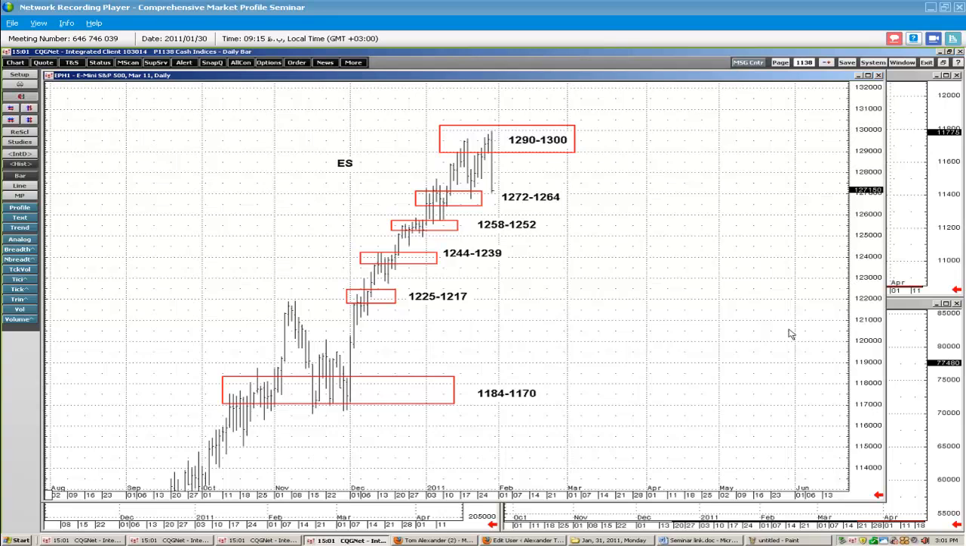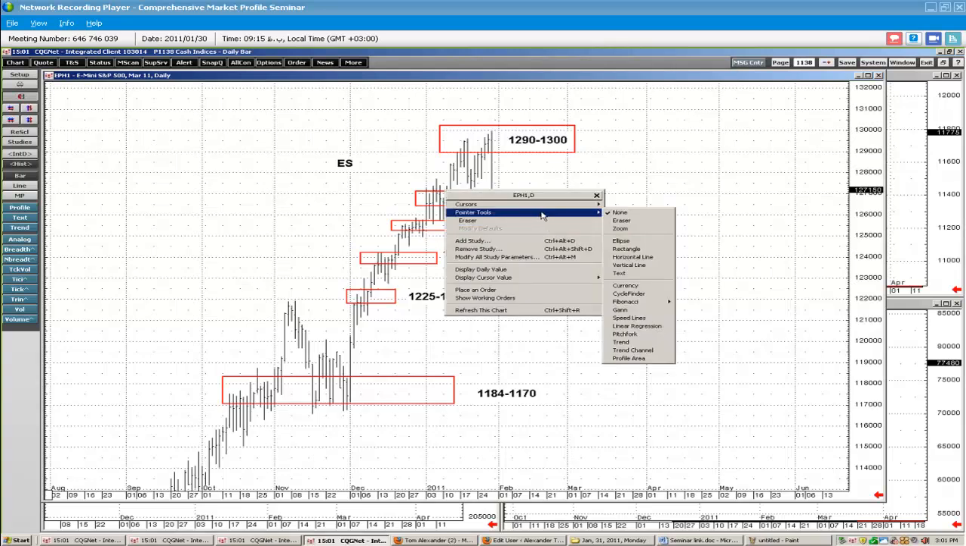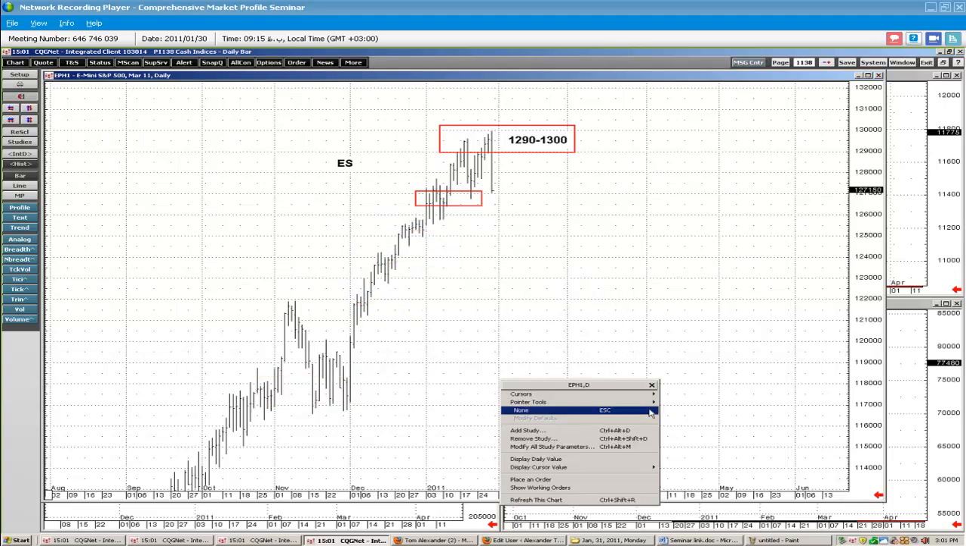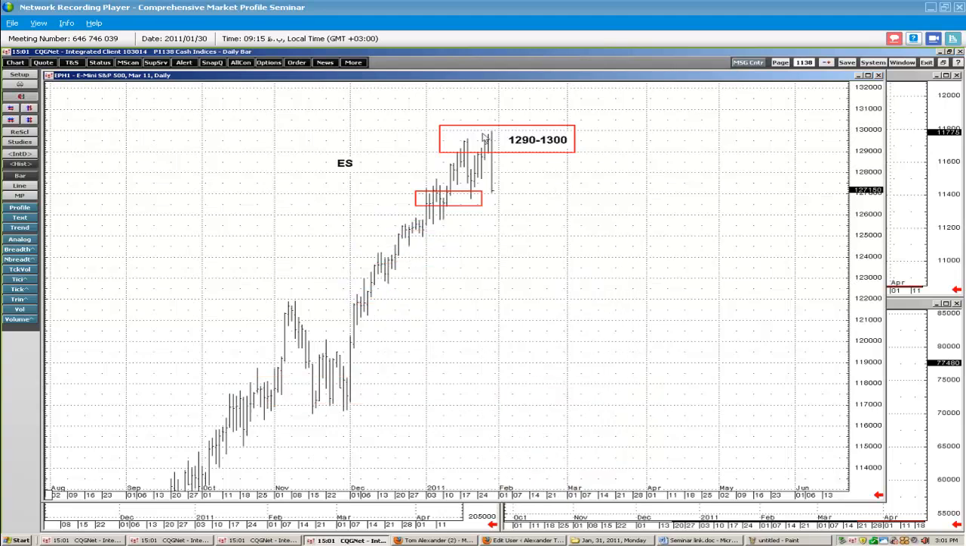Now, based on Friday's action, I'm going to get rid of some of this stuff here because it's sort of redundant. So we've got a vertical trend to the upside. This is an area that we've been talking about for some time. 1300 is special just because it's 1300. No other reason than that.